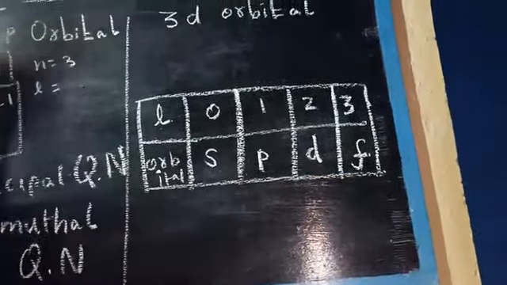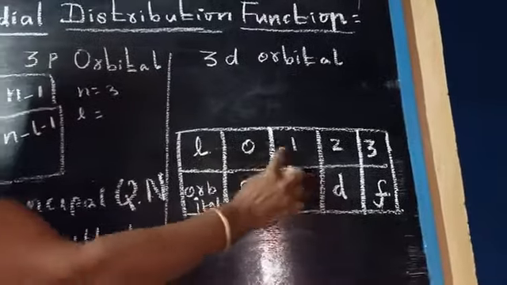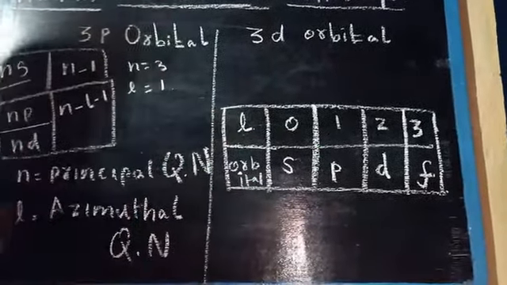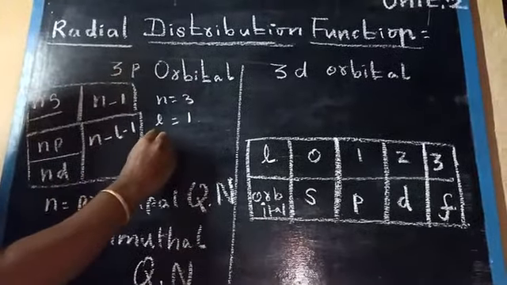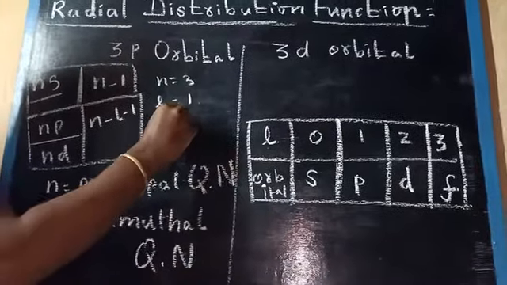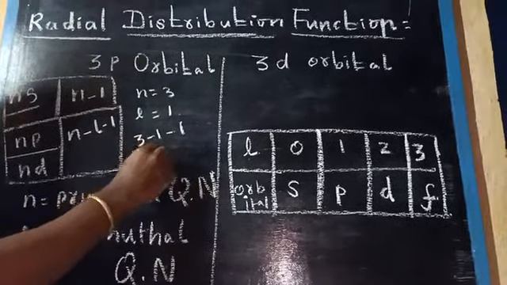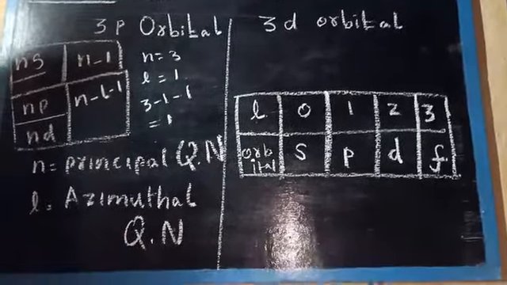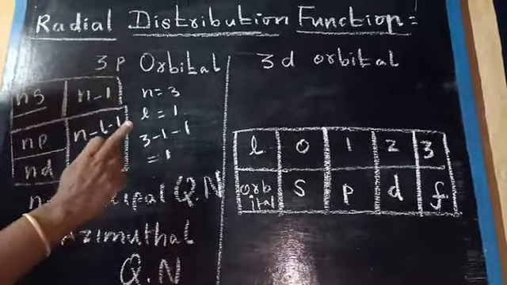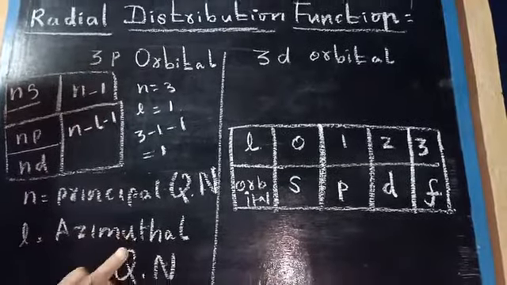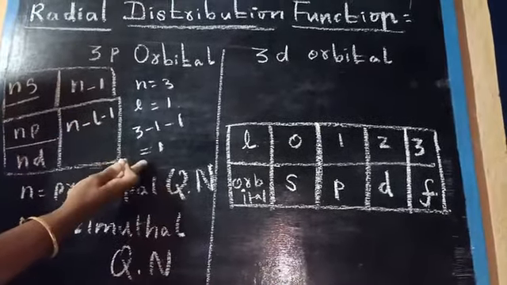Are you clear children? Now for the p orbital, what about the l value? It is 1. So now substitute in the formula: 3 minus 1 minus 1. What is the answer? That is 1. So what about the nodes in the 3p orbital? That is only one node. So from the formula we found the nodes.